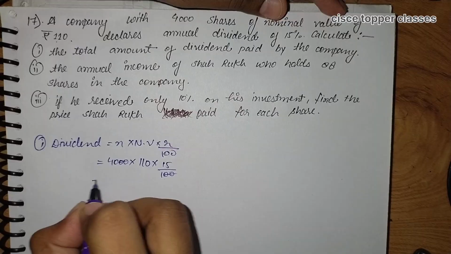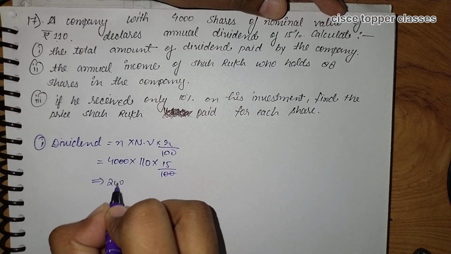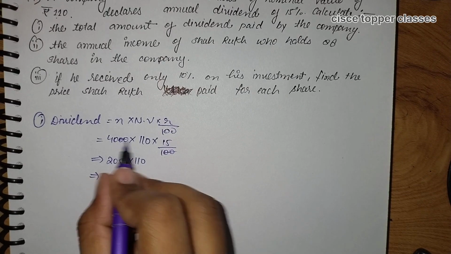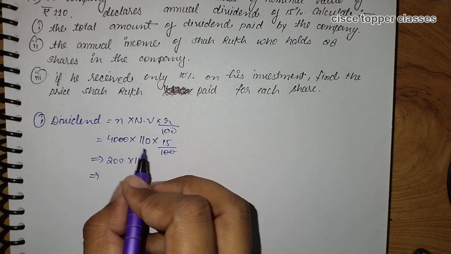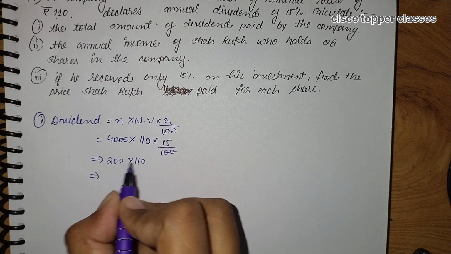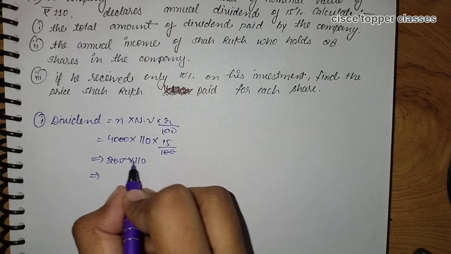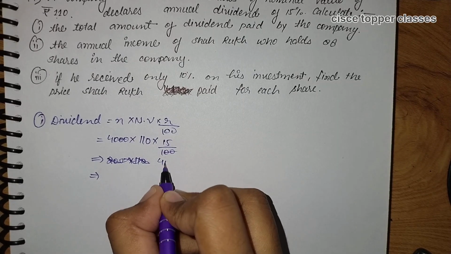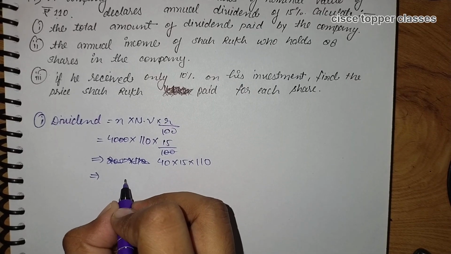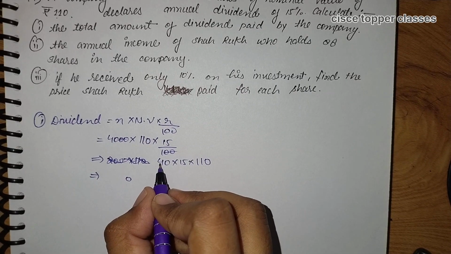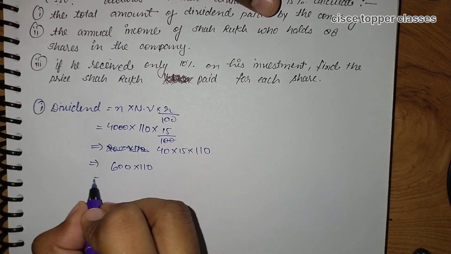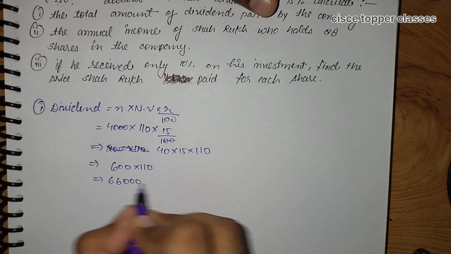So 0 will be cancelled out here, and this will be 20 into 110. So here we will get triple zero. This 0 will be cancelled out. 40 into 15 here. Sorry, this is not 40 into 5, this is 40 into 15. So 40 into 15 into 110. On calculating this here, we will get 15 into 4, so this will be 60. 600 into 110. Again, this will be 66,000 here.